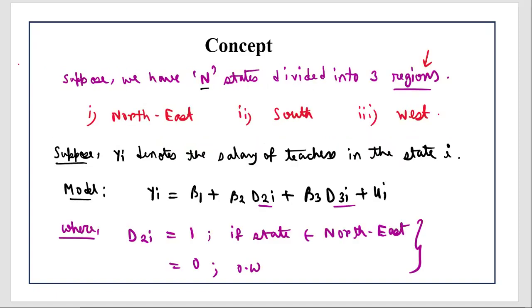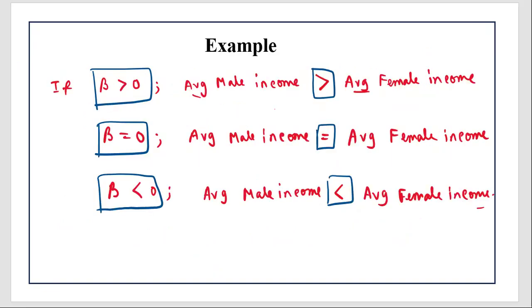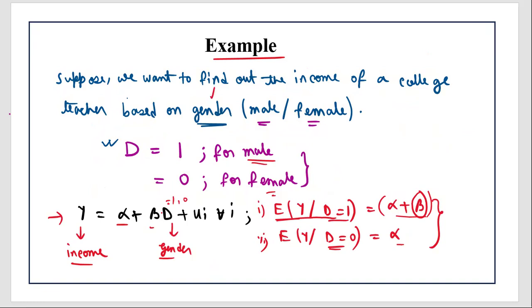Now, observe one thing, that we have three categories here. This is the first category, that is the first region. This is the second region, and this is the third region, right? We have three regions, that is three categories of regions. But here we are introducing only two dummy variables, right? This is the same thing that we have seen in the previous example also. Here the qualitative variable was gender, and there are two categories of gender that we have taken under consideration. One is male, another one is female. But while introducing the dummy, we have only considered one dummy variable, not two dummy variables, right?